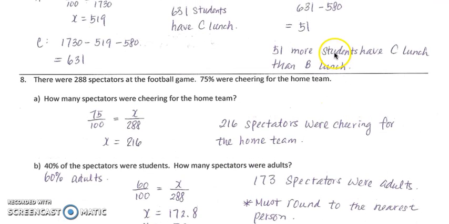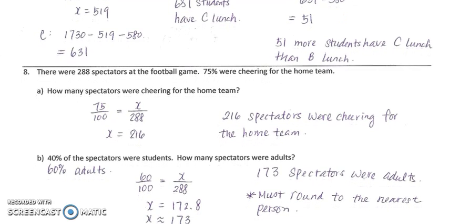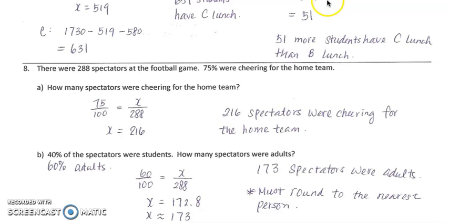Number 8. There were 288 spectators at the football game. 75% were cheering for the home team. A. How many spectators were cheering for the home team? 75 over 100 is the same as saying the number of people cheering over everyone that showed up at the ball game. Or quick math tells us 75% is 0.75 times the total 288, that's 216.